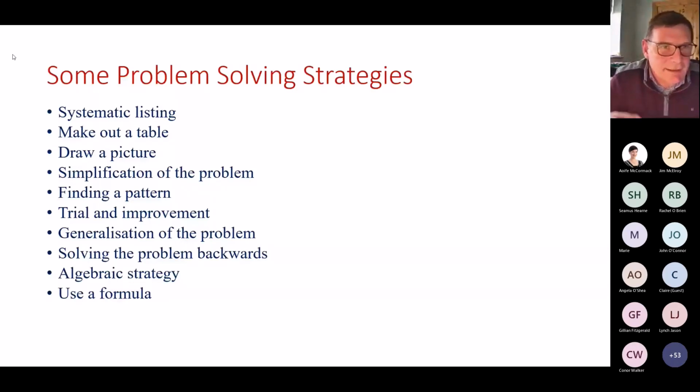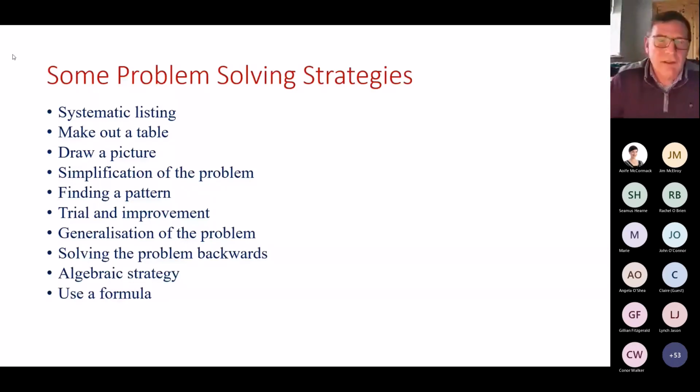Okay. So systematic listing, making out a table, draw a picture, which is always a good idea. Simplify the problem, solve a simpler problem, in other words, and that should help you to move on to a more difficult one. Find a pattern, trial and improvement, generalization of the problem, solve the problem by working backwards, use algebra, use a formula. They're not all the strategies, but they are the strategies that we're pretty familiar with.